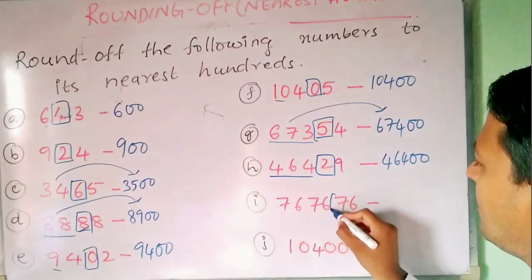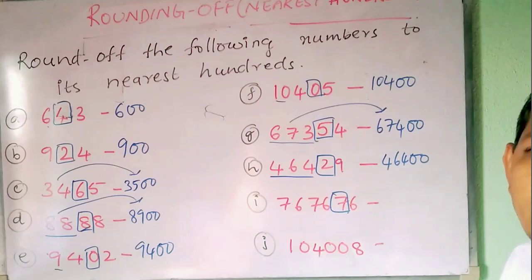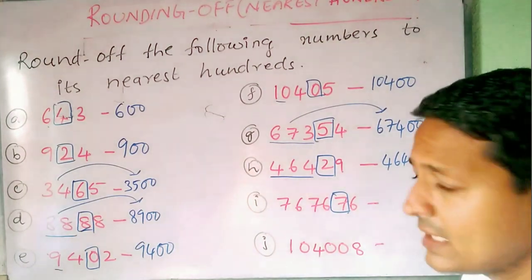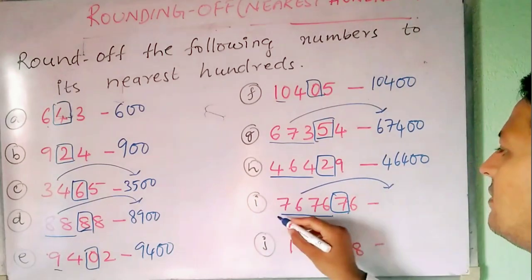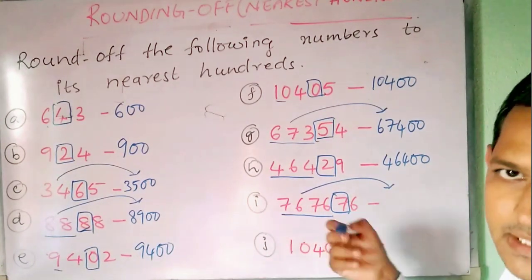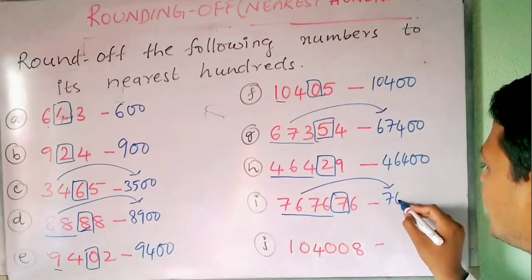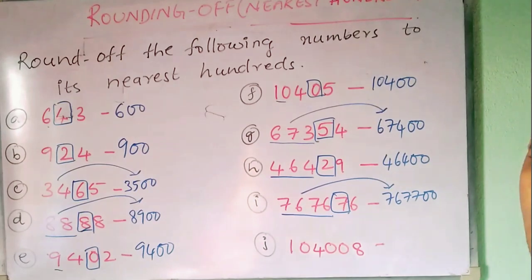So here the number which is in tens place is 7. 7 is greater than 5. So what do we need to do? We need to add 1 to this. When we add 1 to 7,676, it becomes 7,677, and 2 zeros should be written.